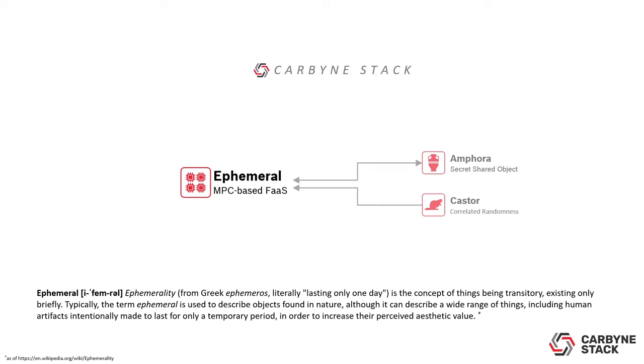Ephemeral. Ephemeral is used to execute MPC programs using MP-SPDZ. Any number of secrets can be fetched from Amphora at the beginning of an MPC program execution, and any number of secrets can be written to Amphora at the end. Ephemeral will fetch tuples from Klyshko consumed throughout the execution of the MPC program.